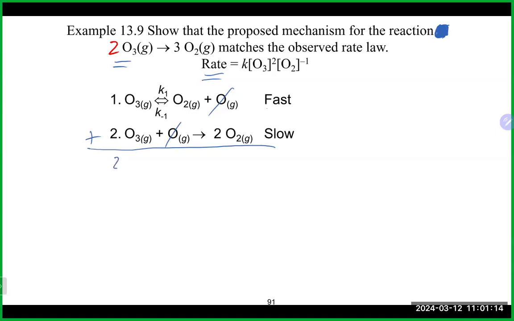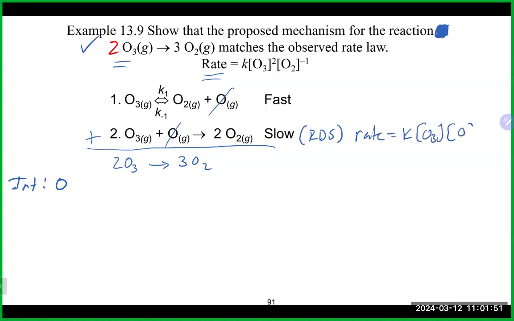So we'll have 2 O3 goes to 3 O2. So that part of it is good. It checks out. Once again, if they do not add up to the overall, then it's a bad mechanism and it's not a good one. In this case, we know that the one listed as slow should be our rate determining step for this mechanism. And that's really the rate law that we want to match the one experimentally here. We also know that our intermediate in this case is oxygen here, our O. So the rate law for our slow step here would be K times O3 times O.